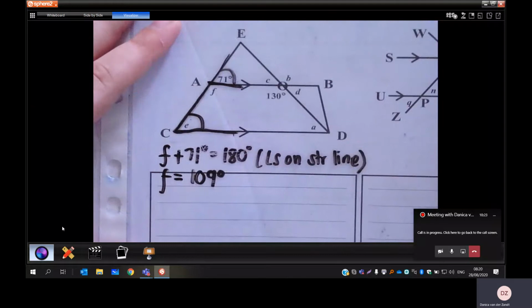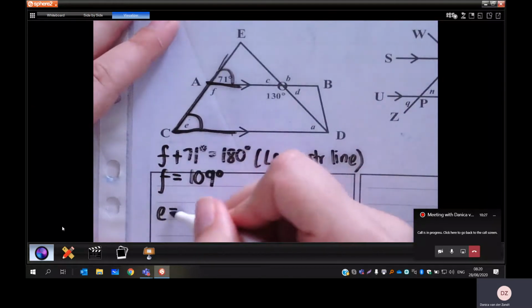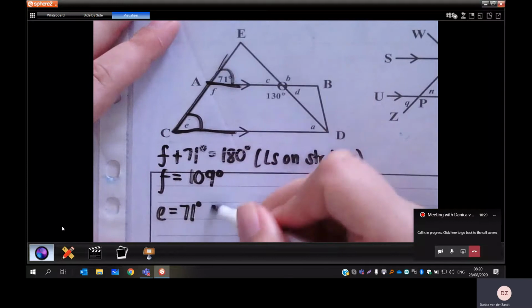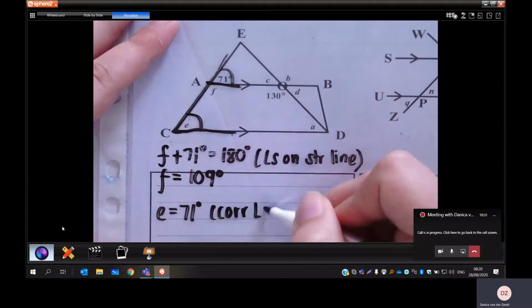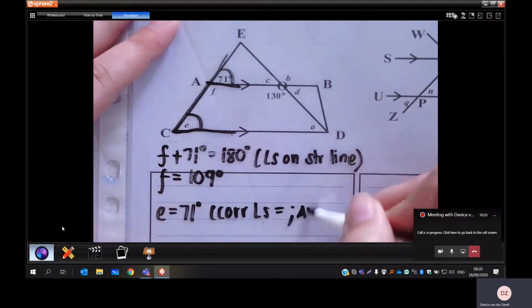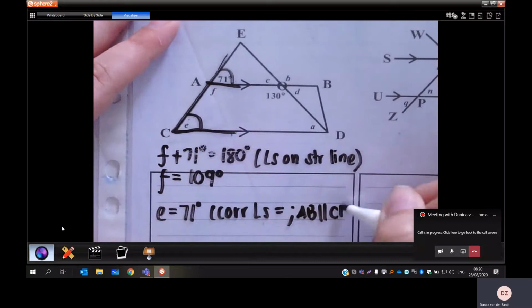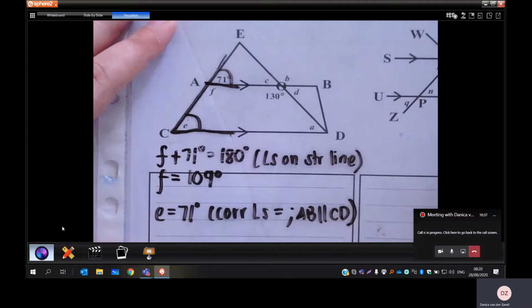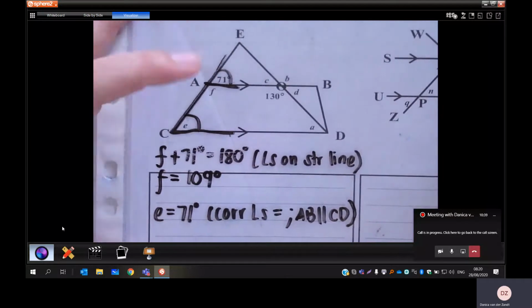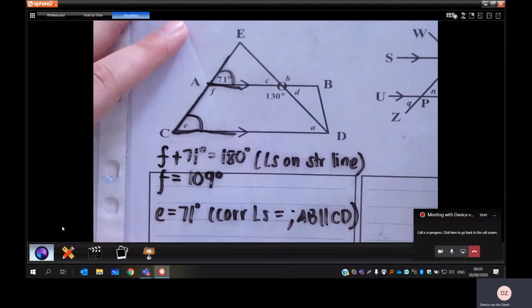Lakona, you would have been correct. You would have gotten it. But I'm going to do it the quicker way. E is equal to 71 degrees. Corresponding angles equal, AB parallel to CD. So I've got F, I've got E.